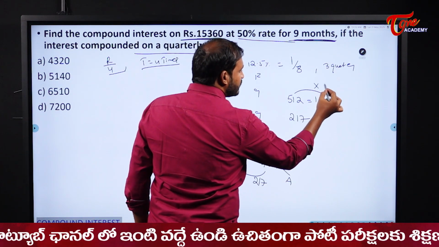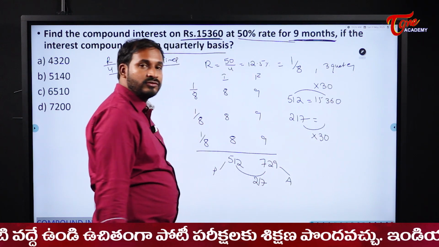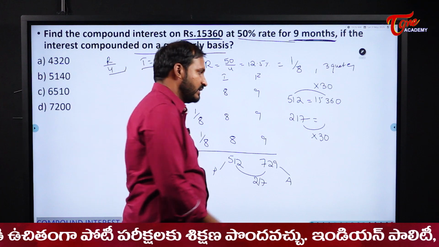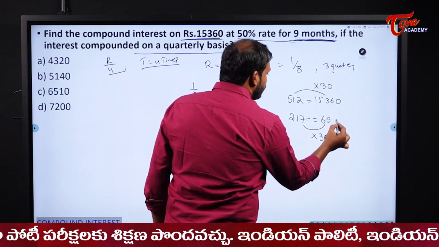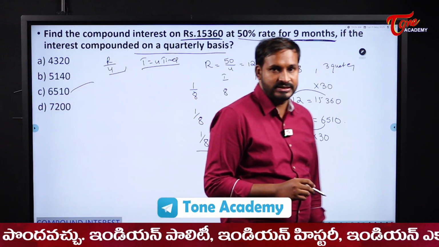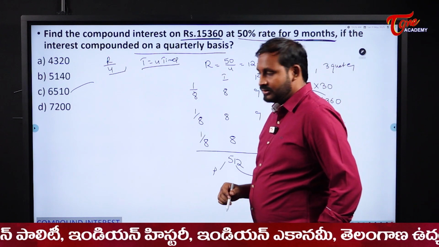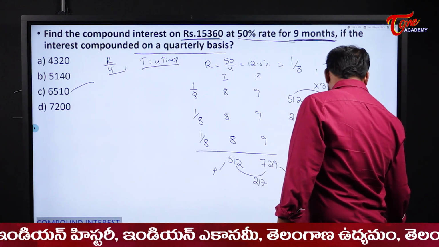This is into 30, and similarly here also into 30. 200 into 3 is 600, 17 into 3 is 51. So 651 and 10, so the interest earned here will be 6,510 rupees. Okay. Next one.